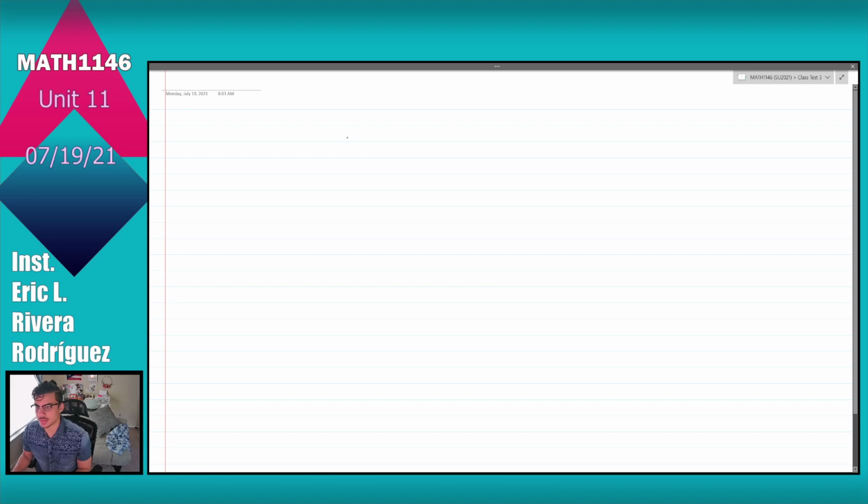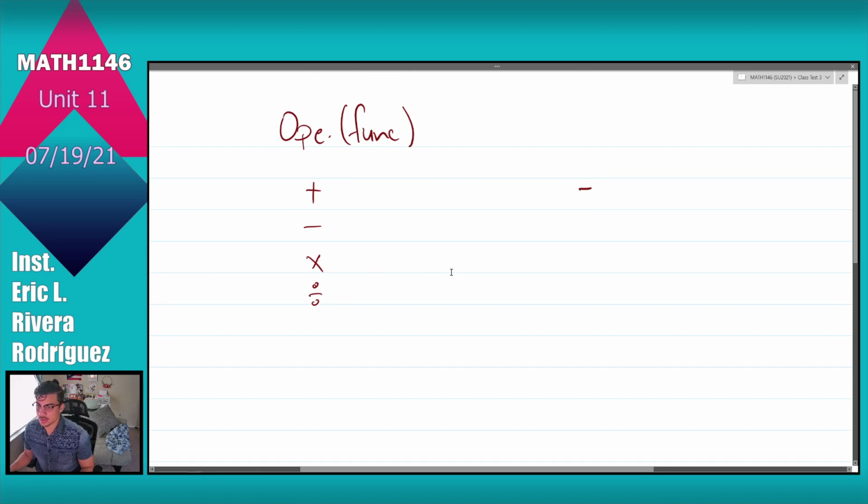Math operations. The math operations we knew before this class are addition, subtraction, multiplication, and division. These operations are functions themselves, right? Each has an inverse. The inverse operation of addition is subtraction, of subtraction is addition, of multiplication is division, and of division is multiplication. So these are the inverses.